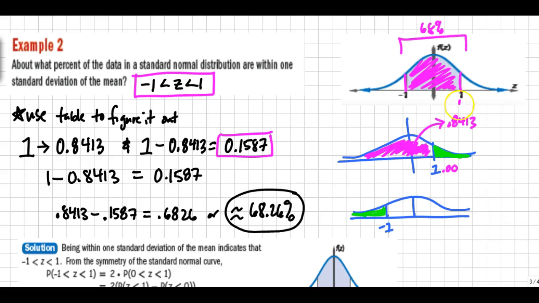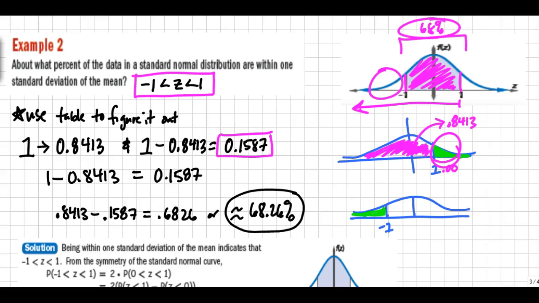So I found the area from 1 and back, and I took away the tail, which is the same as this tail here. So I took away the complement, and I got 68.26, which is actually a more accurate answer than what we had from lesson 11.1 when we said it was just 68. It's actually 68.26. But that's the method you'd want to use to find that answer.